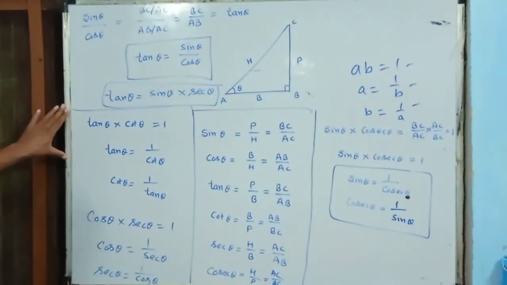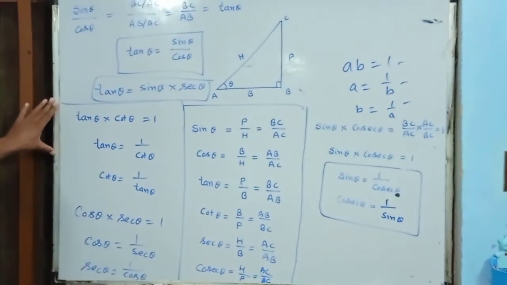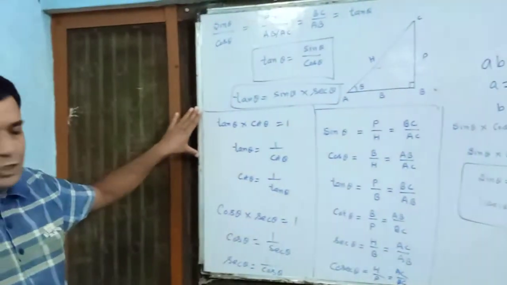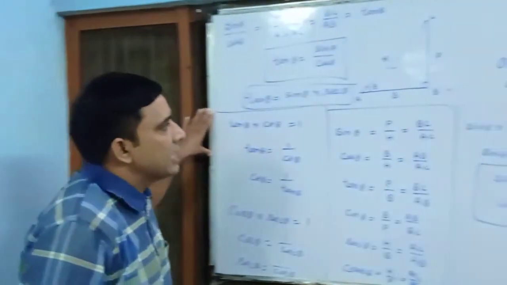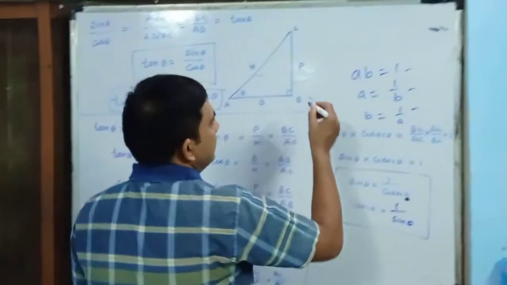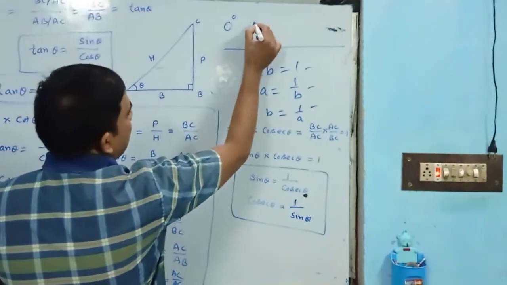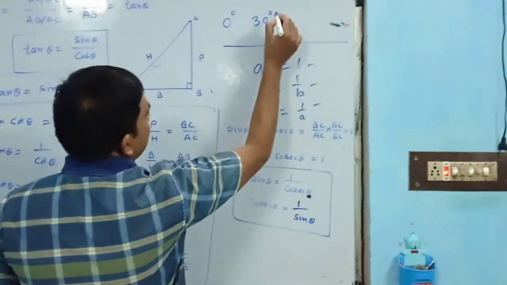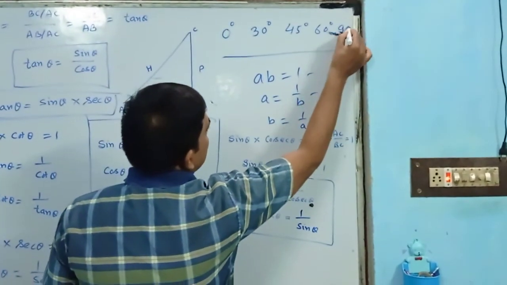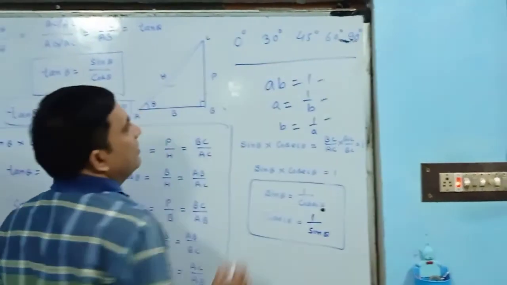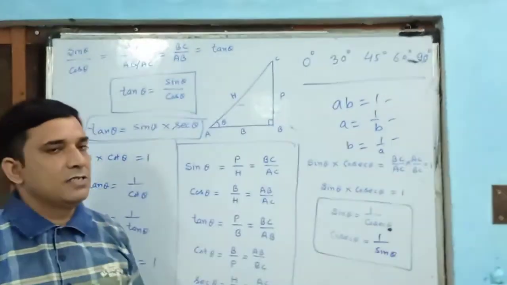In our next video, I will tell you more about different angles and their trigonometric ratios, because in 10th class we will take only acute angles, and there are some specific acute angles: 0 degree, then 30 degree, 45 degree, 60 degree and 90 degree. In our next lecture, we will learn how to derive trigonometric ratios for these specific angles.